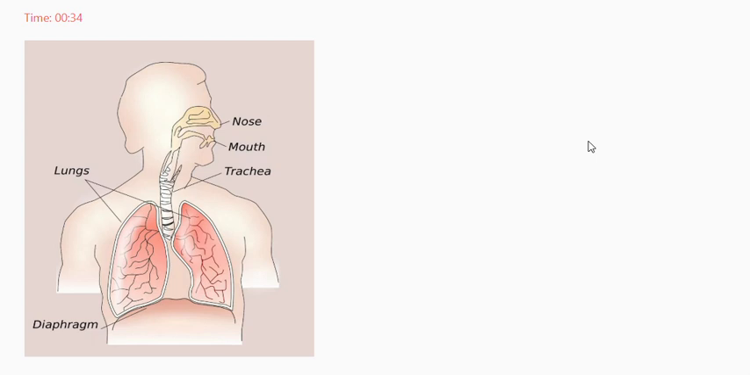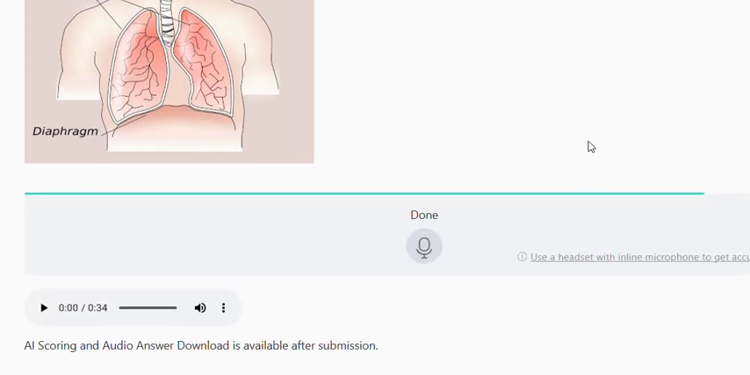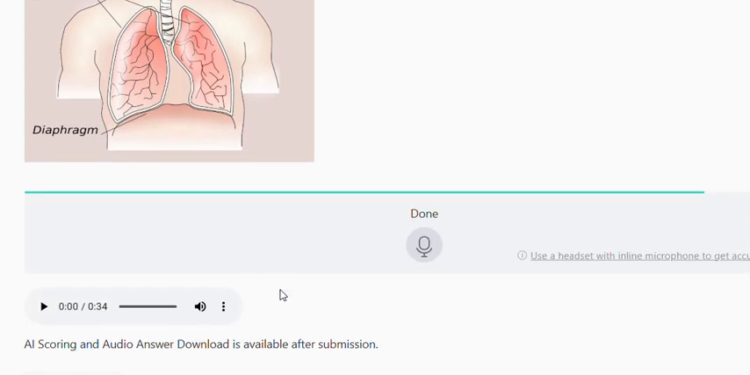What is this? Nose, mouth, trachea. So nose and mouth help to take the air in. I can see nose and mouth in the first part of the system. Maybe we should take a look at the answer too.